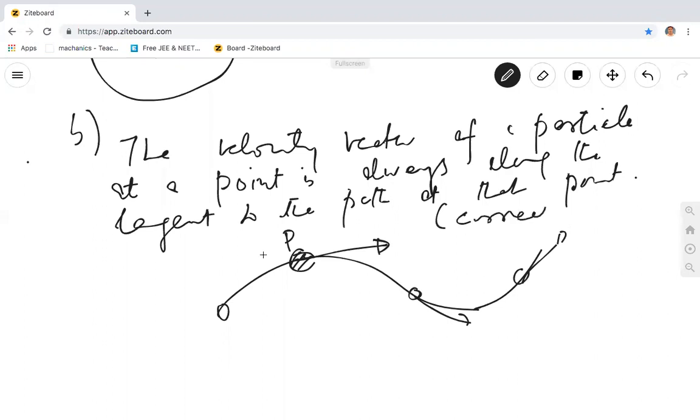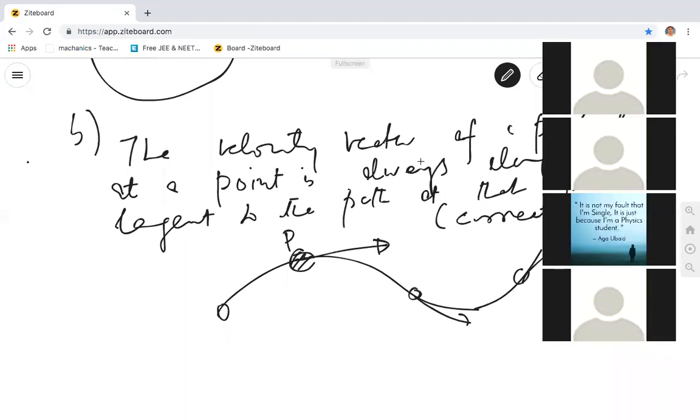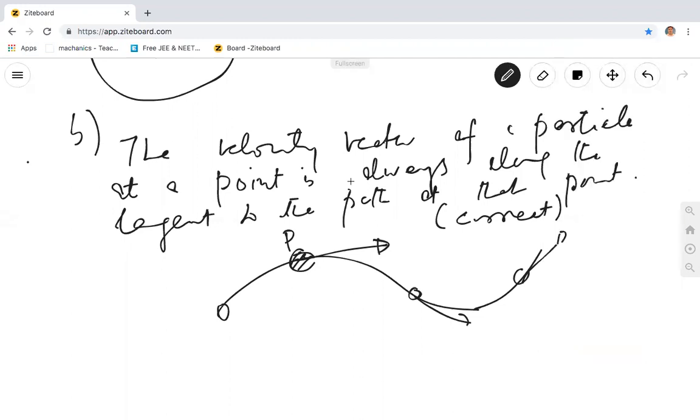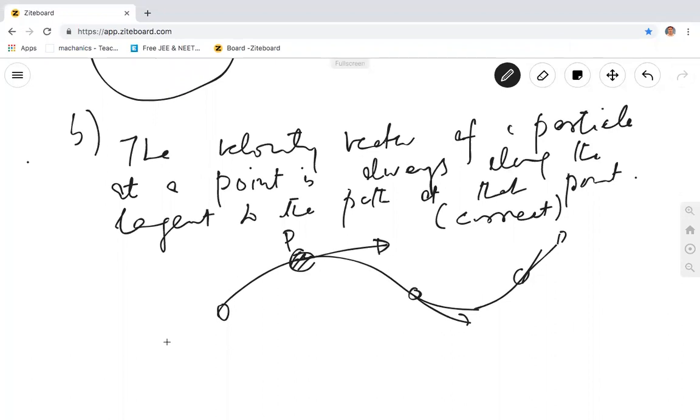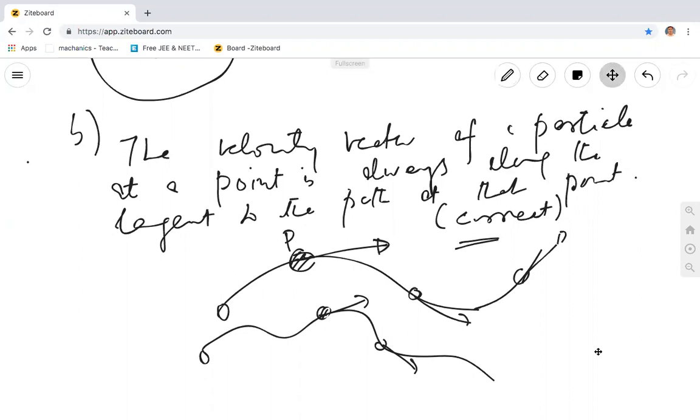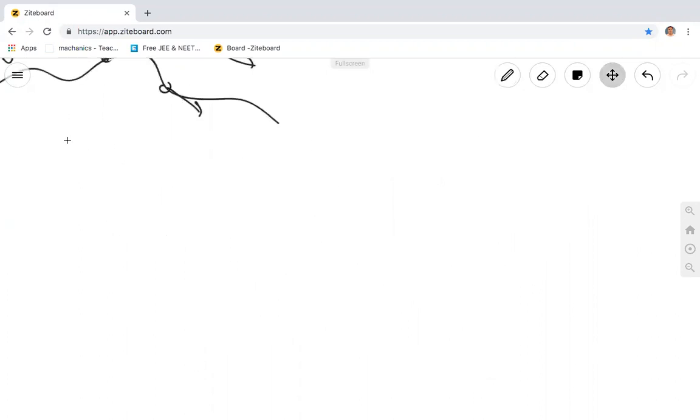When a particle moves physically on a particular path, the velocity at any point is tangential to the path, right? So it's a correct statement. There's no problem with this statement. Now, there is one more statement.